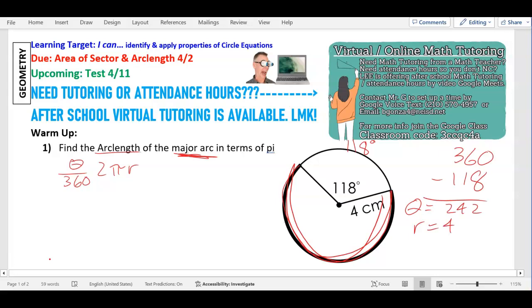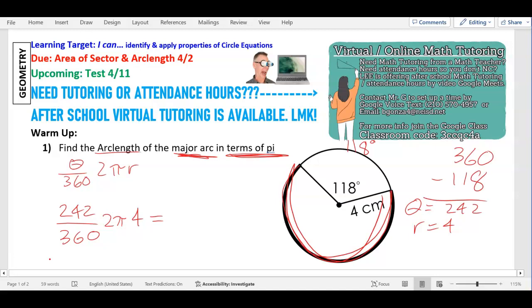So we're going to plug it into this formula: 242 over 360 times 2 pi 4. Now, how do they want the answer? As a decimal or in terms of pi? Well, it says terms of pi. Do y'all remember? Terms of pi means you do not multiply the pi, you write the pi.